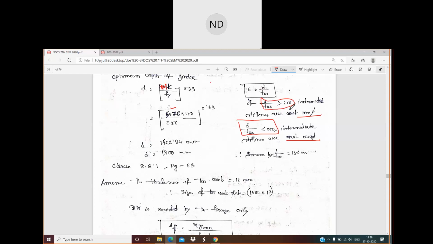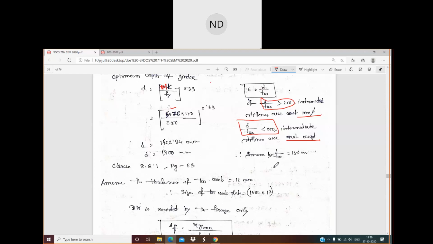So when we are not providing intermediate stiffeners, when they are not required, what should your d by tw be? Your d by tw should be less than 200. When your d by tw is less than 200, that means web stiffeners, intermediate stiffeners, are not required. You do not need to provide any stiffeners.